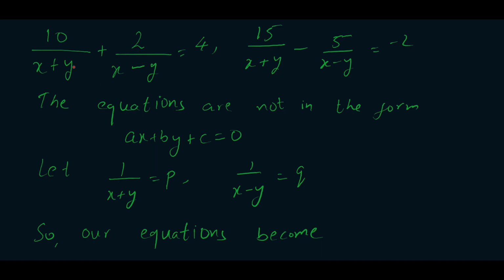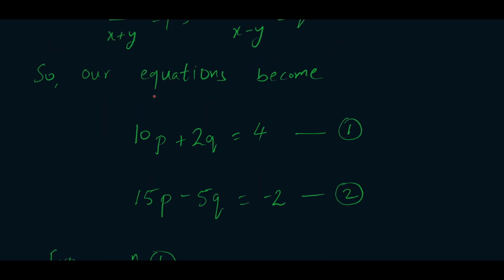Now you see here that these two equations are not in the form of the linear equations. So what we'll do is we'll just substitute 1 by x plus y and 1 by x minus y, as these are the only two parts that we can see here. This is 1 by x plus y and this is 1 by x minus y. So let 1 by x plus y equals to p and let 1 by x minus y equals to q. So our two equations become 10p plus 2q equals to 4 and 15p minus 5q equals to minus 2. So these are our two linear equations.